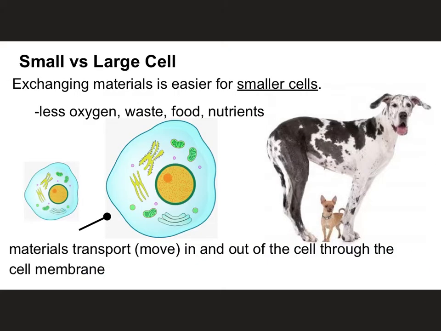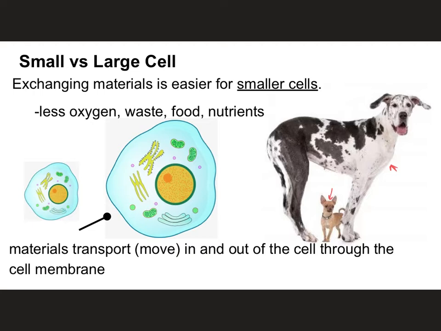Okay, so small versus large cells. Look at those two dogs, maybe the Great Dane and the Chihuahua. So who has bigger cells? The answer is they both have exactly the same size cell. They have tiny cells, they all have tiny cells, they just have more of them.